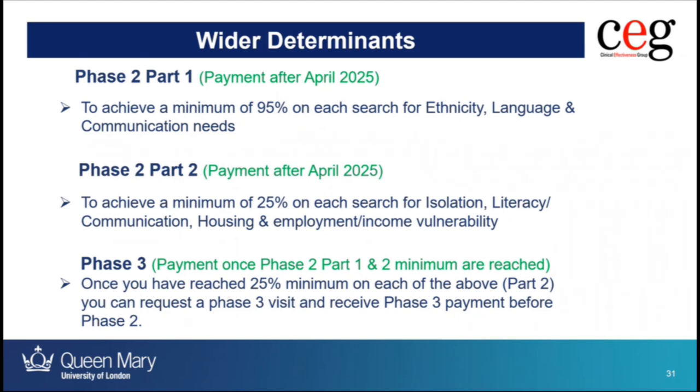And then you have your phase 3, which will be a visit from us either via Teams or face-to-face. Once you hit the minimum of 25% on part 2, you can request the phase 3 visit and payment before you receive the payment for part 2, which will end in April 25.